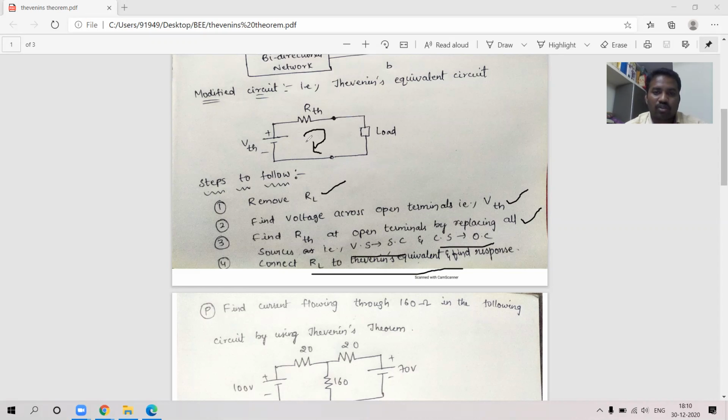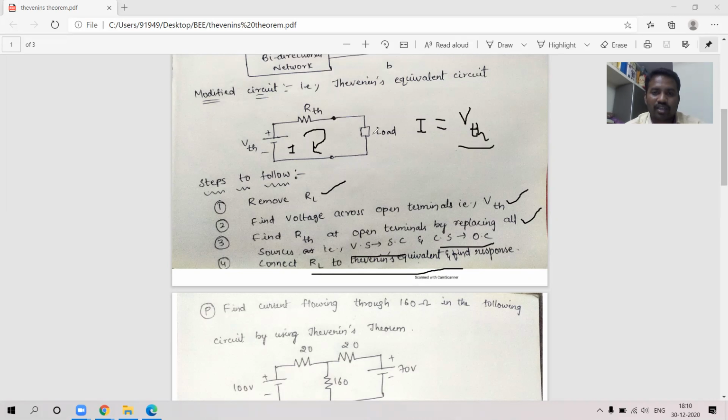The current through the load. What is the current through the load? Simply we can give the formula: I is equal to V by R. Here V is VTH, and R.